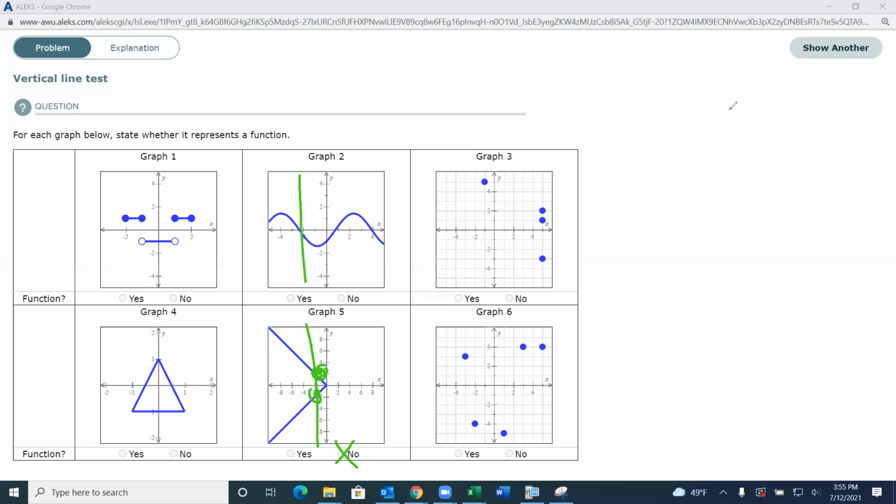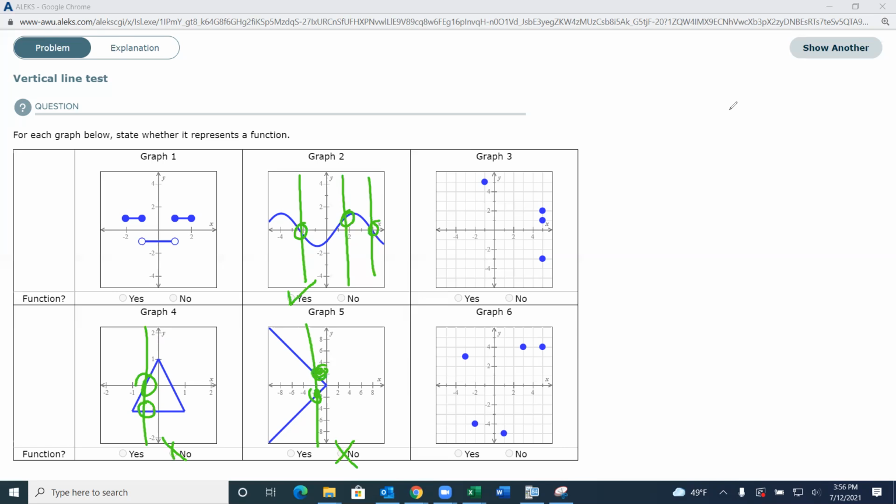On graph number 2, doesn't matter where you put the vertical line, no single vertical line will hit the graph more than once, therefore it is a function. How about graph number 4? Well, that's definitely not a function. I can find a single vertical line that hits it more than once. So no, not a function.